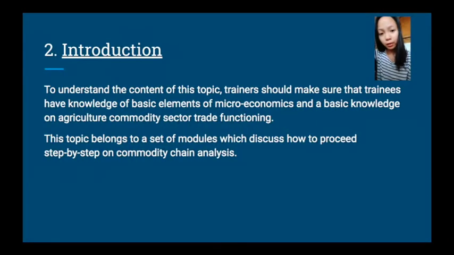To understand the content of this topic, trainers should make sure that trainees have knowledge of basic elements of microeconomics and a basic knowledge of agricultural commodity sector trader functioning. This topic belongs to a set of modules which discuss how to proceed step by step on commodity chain analysis.